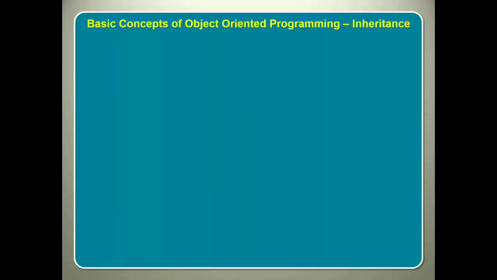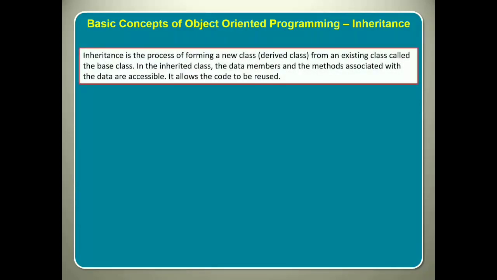Next is the concept of inheritance. Inheritance is the process of forming a new class, the derived class, from an existing class called the base class. In the inherited class, the data members and the methods associated with the data are accessible. It allows the code to be reused.